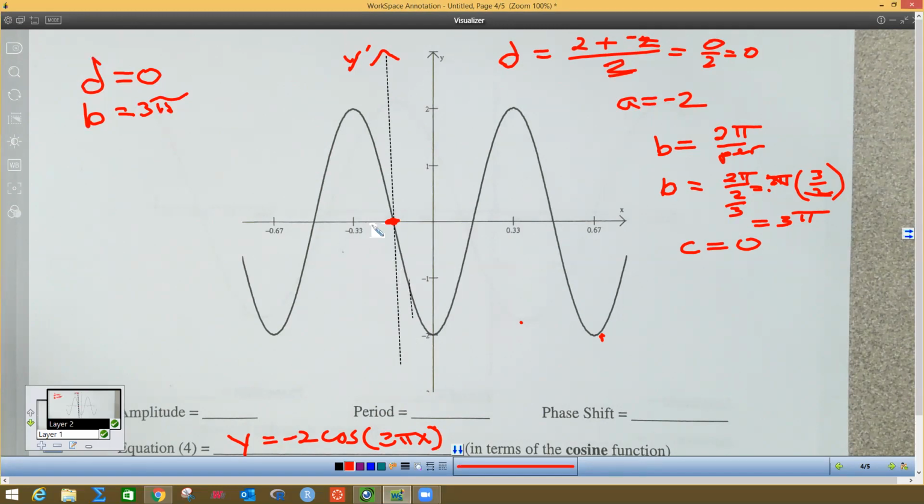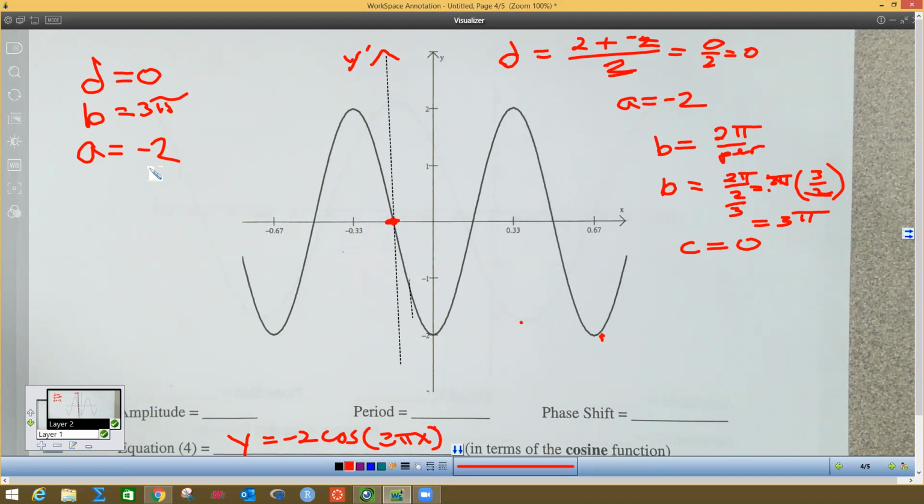Now if I move my y prime to here, what's sine doing? Is it going to a max or a min? Min. So that means A in this case would also be -2 because I'm going down. If I was going up, like the last one, it would have been +2. Like if I'd have moved it over here to the right, it would have been a +2, okay?